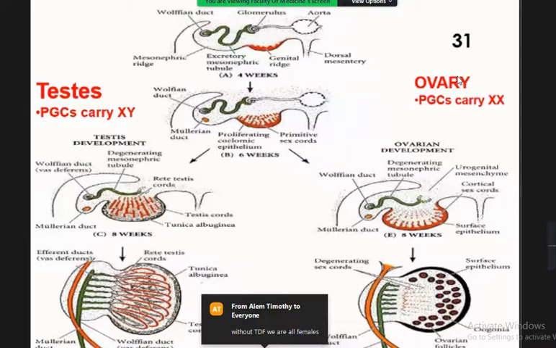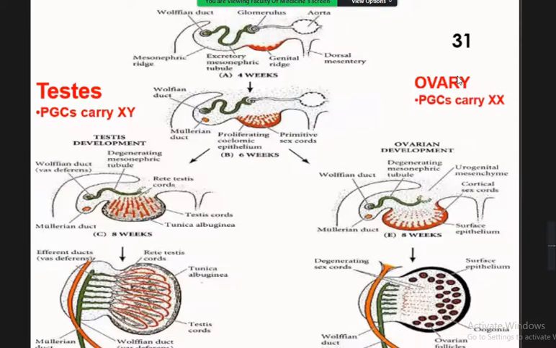These are illustrations from Langman's Embryology. And we are looking at an indifferent gonad here. So primordial germ cells carrying SRY come in, and you can see the further development of the testis cords. The medullary cords continue to develop, and you can see here the further development of those cords.